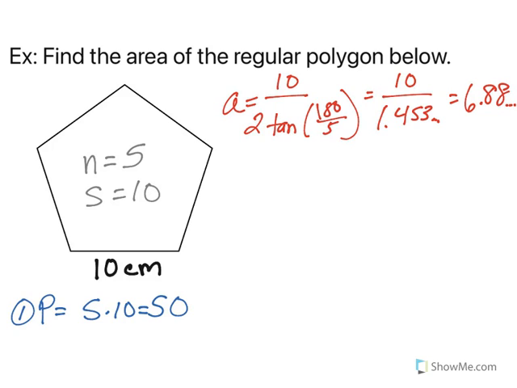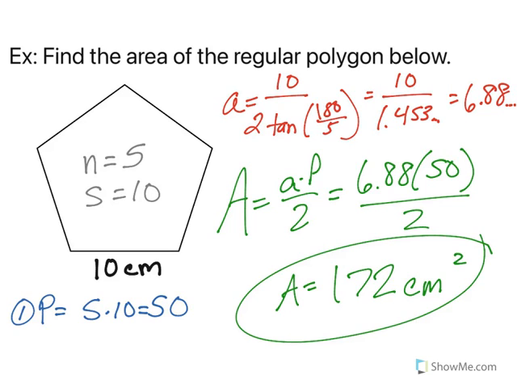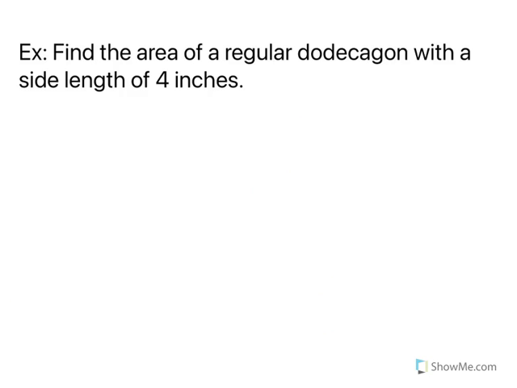Now to find my area, I'm going to take AP divided by 2. So 6.88 times 50 all over 2 for an estimated area of 172 square centimeters. If you keep your decimal values in your calculator the whole time, you will get a more accurate answer at the very end. So just something to keep in mind. And let's just do one more for fun.